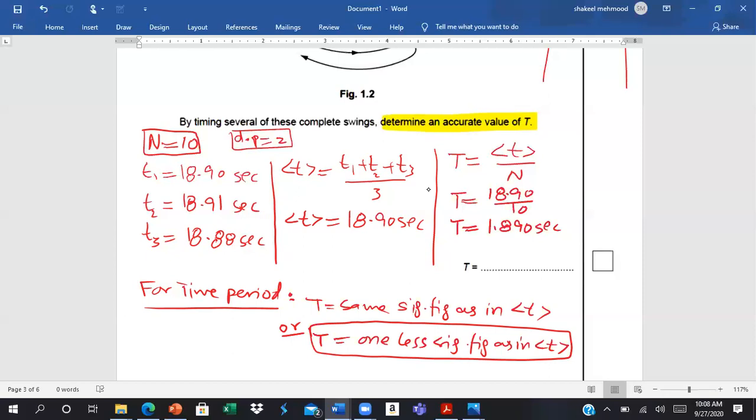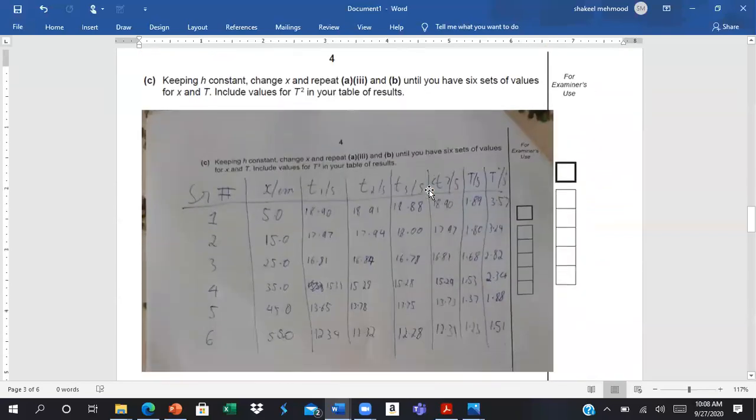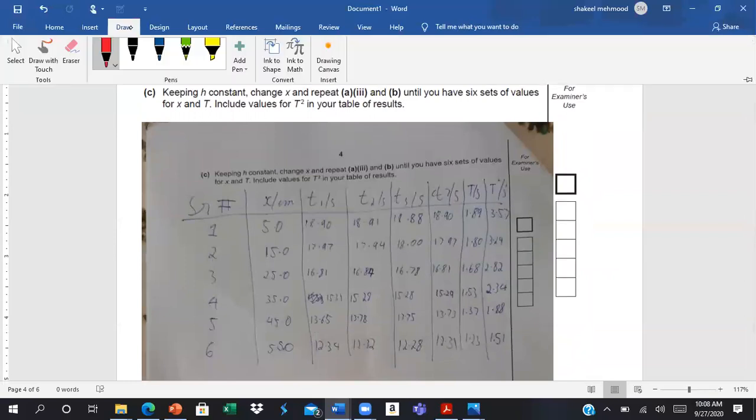So look, in average t, 4 significant figures were there. So we can write our answer in 3. So I'm going to write 1.89. Even if you write your answer in 4 significant figures, that will also be considered correct. 1.890 is also correct, or you can write one less significant figure as well. Okay, beta, let's move on to the next thing.